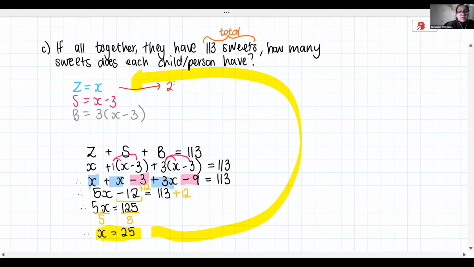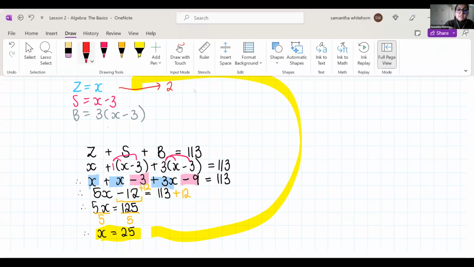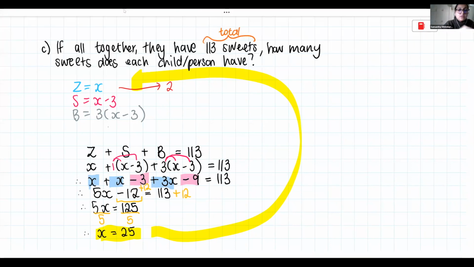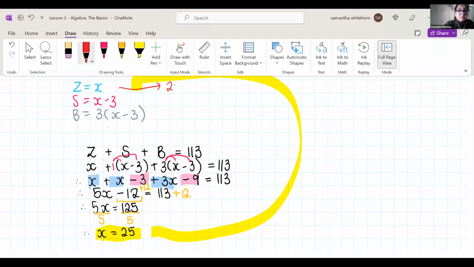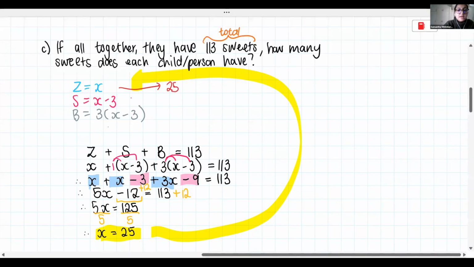Senzo has 3 less. Senzo has 3 less, so Senzo has 22 sweets.